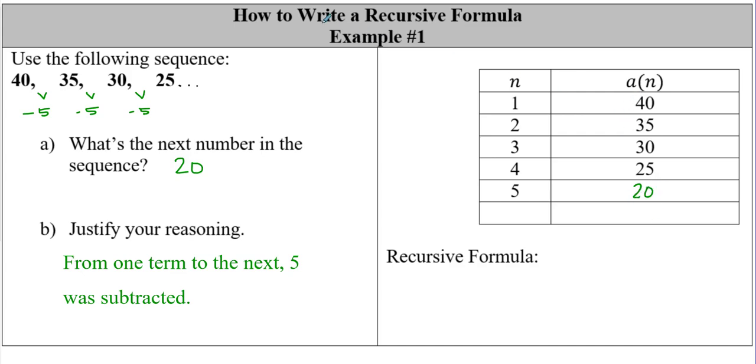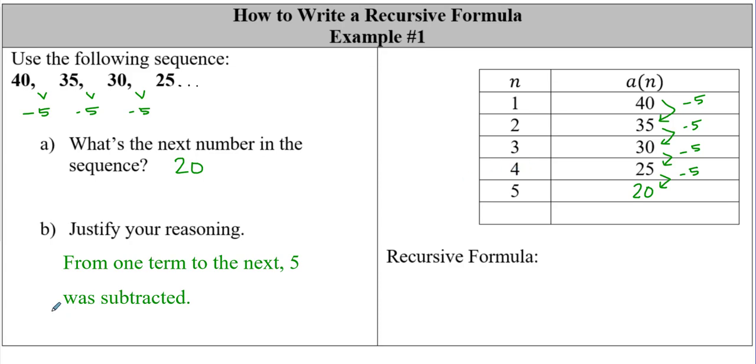Okay, so what I want you to think about, I'm going to draw these little arrows just so we know which way in the table we're going. We're going top to bottom right here. So we said when we went from 40 to 35, we took away 5, right? From 35 to 30, we took away 5. We're going to repeat this pattern going down. All right, there you have it. So we said from one term to the next, we went minus 5.